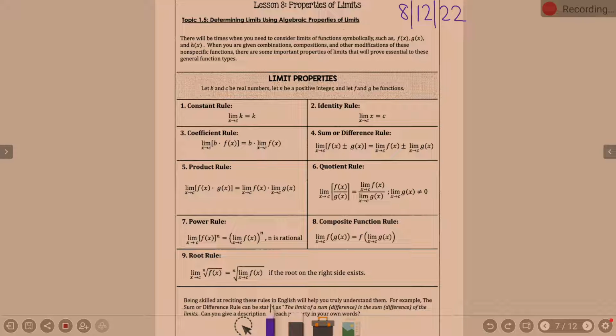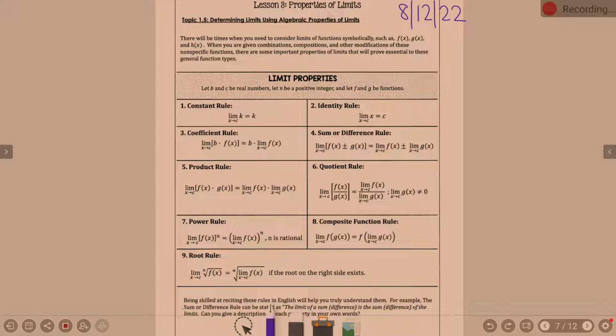So notice up there it says, there's times when you need to consider limits of functions symbolically, such as f of x, g of x, h of x. When you're given combinations, compositions, and other modifications of these nonspecific functions, there are important properties that will prove essential to these general function types. So, as we go through these, b and c represent real numbers, okay? n is a positive integer, and f and g are functions.